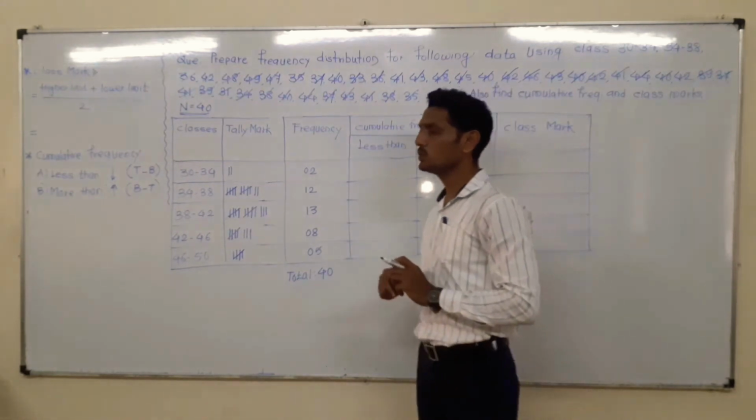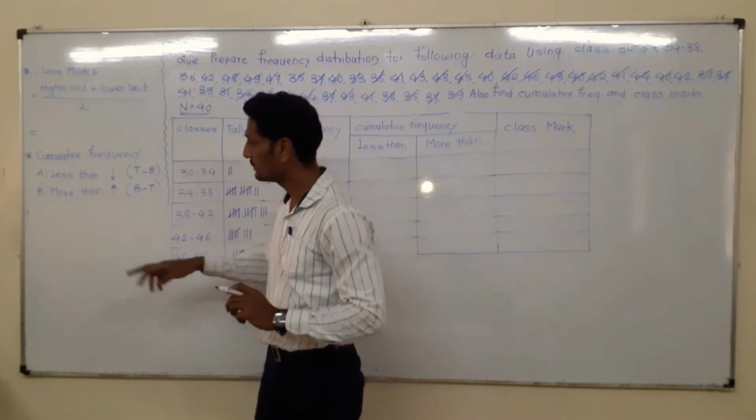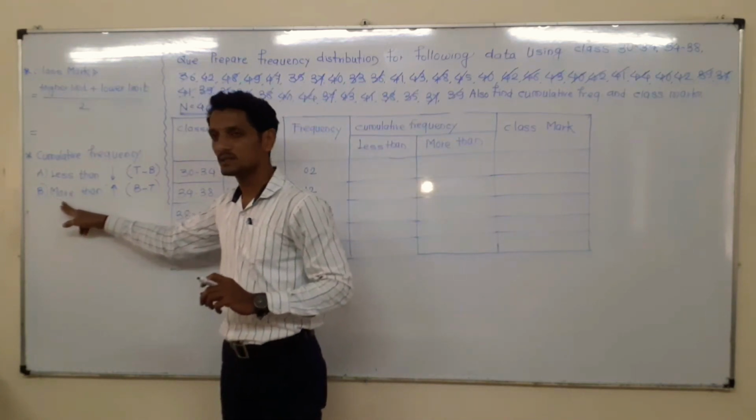First we have to know what is meant by cumulative frequency. There are two types: the first is less than, and the second one is more than.